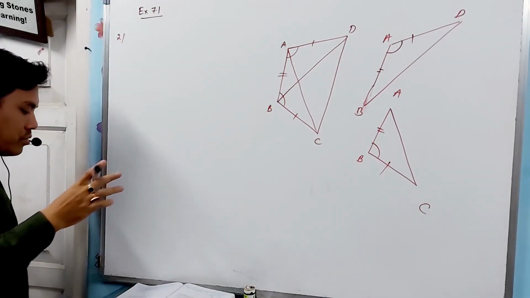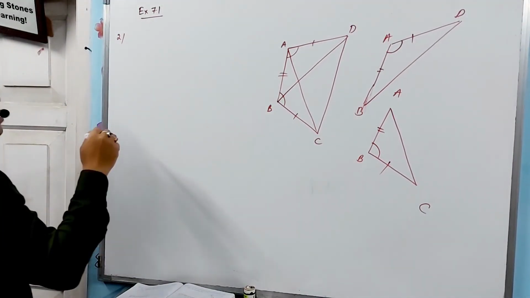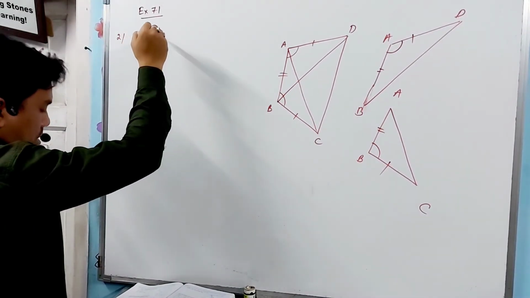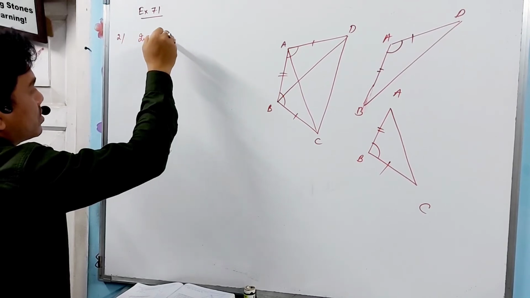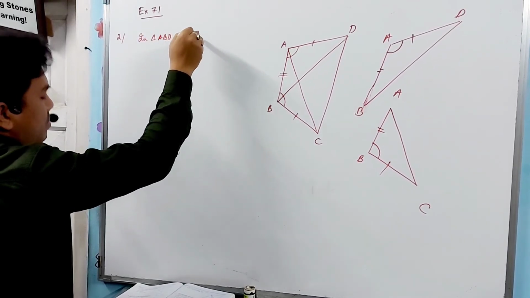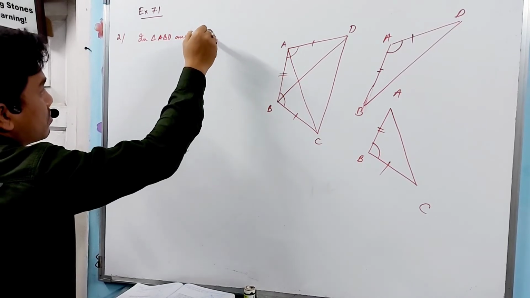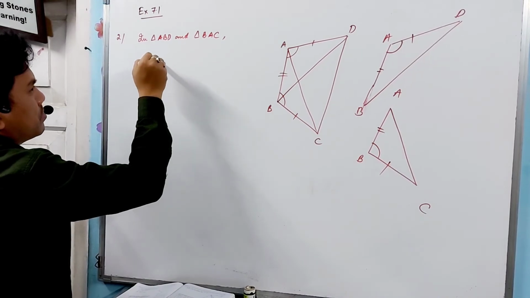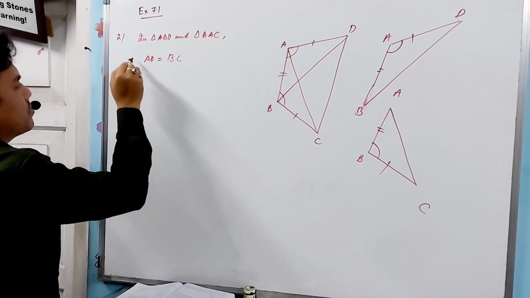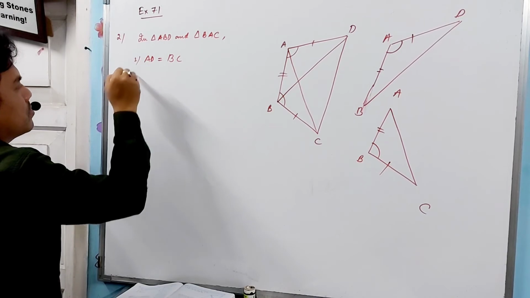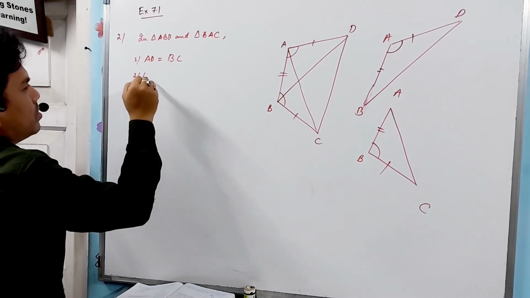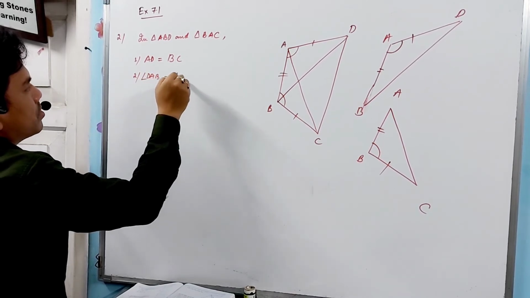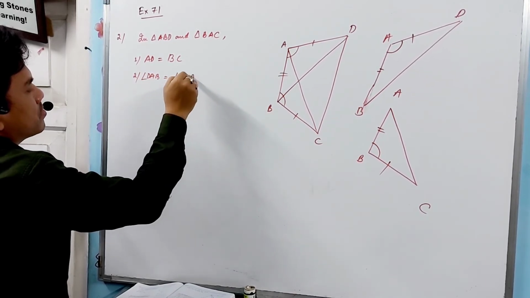So now, in number two, the given part and the to-show part you write by yourself. I will directly start the solution. Okay. In triangle ABD and triangle BAC, AD is equal to BC, it is already given. Angle DAB is equal to angle CBA. This is also given.